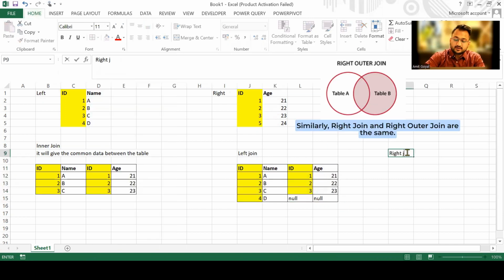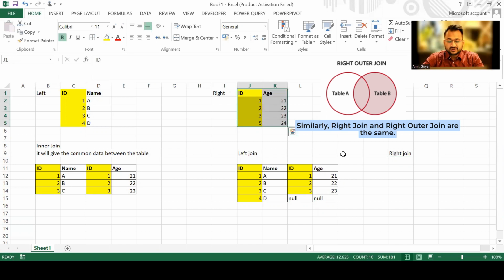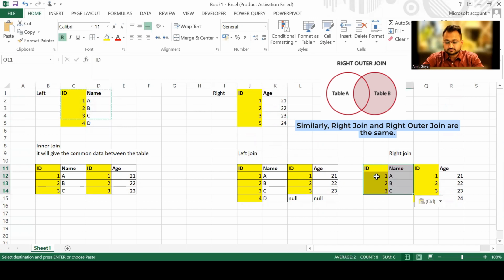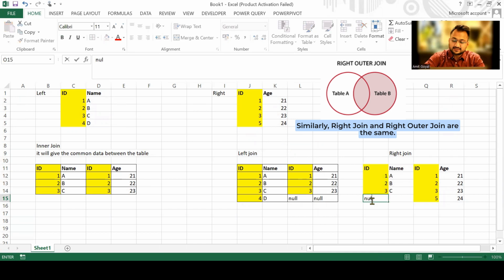If you make a right join, it will give the complete data from the right table and matching data from the left table. So how will the output look like? You will get everything from here. You get complete data from the right table. When it comes to the left table, you will only get the data of 1, 2, and 3. So in this case, this will become null over here, because the data of 5 is not present, so this information becomes null for the left table.